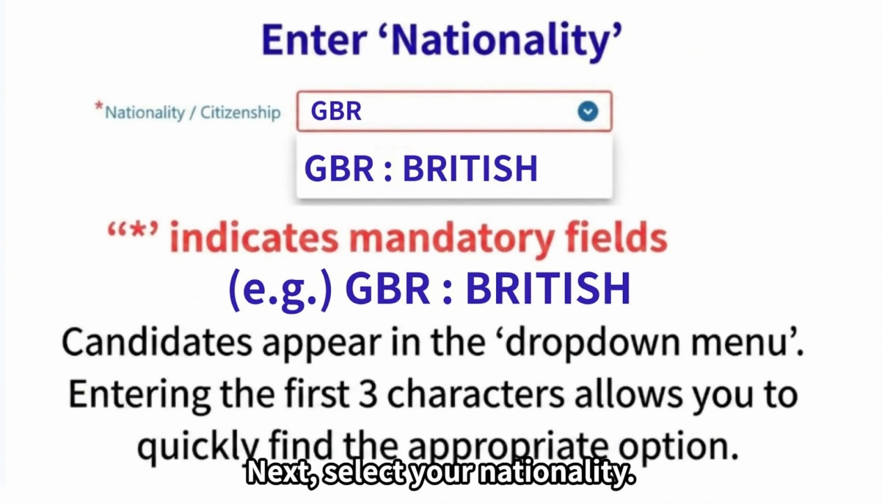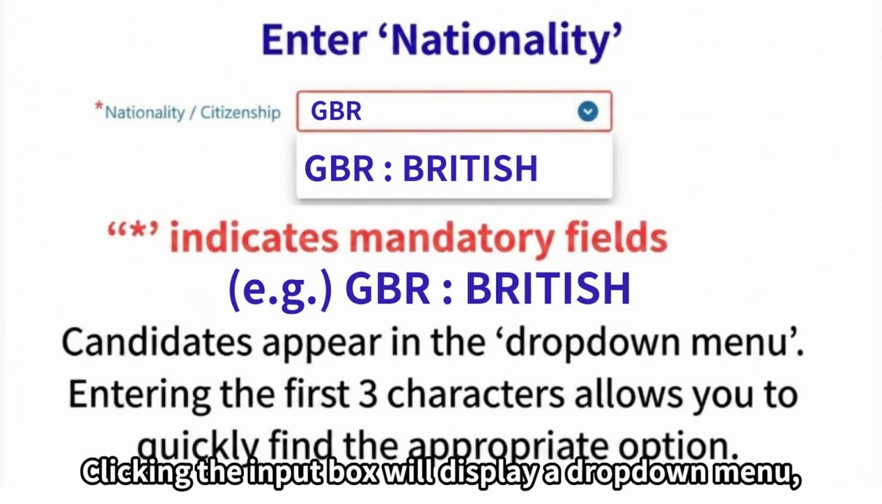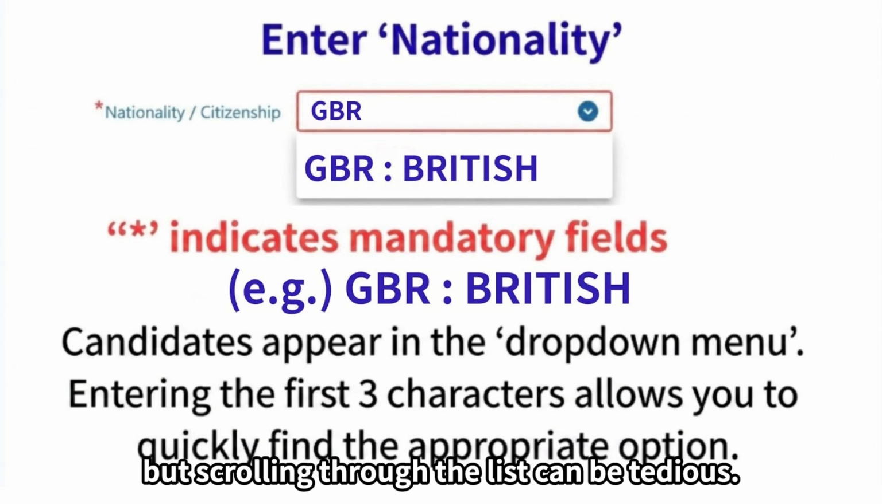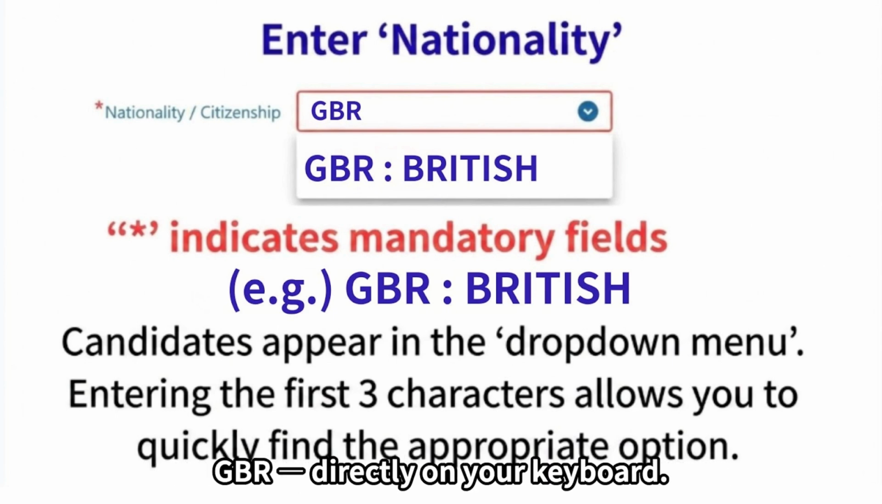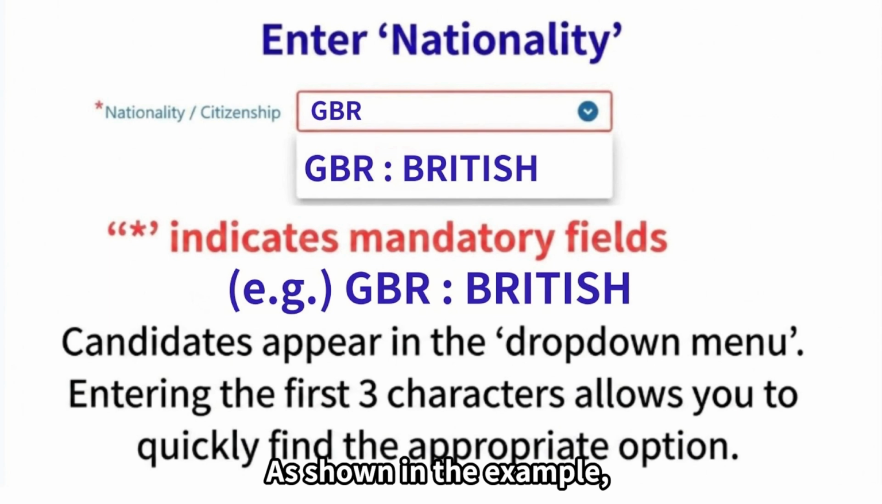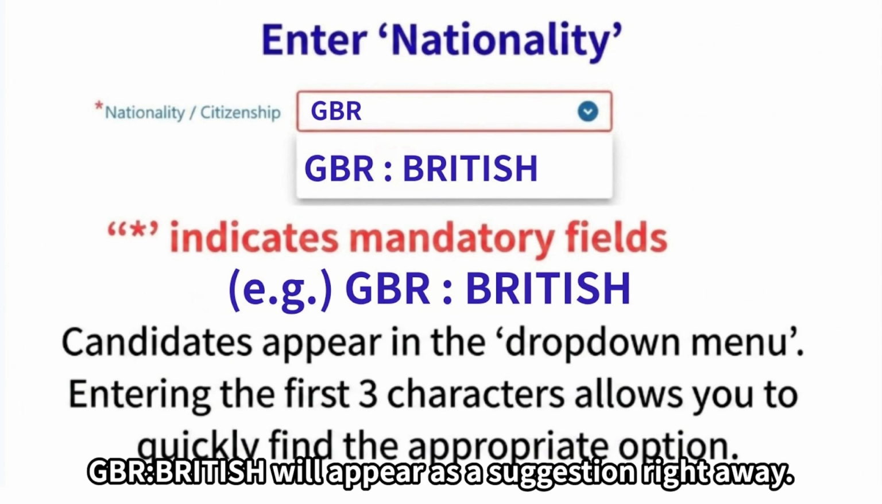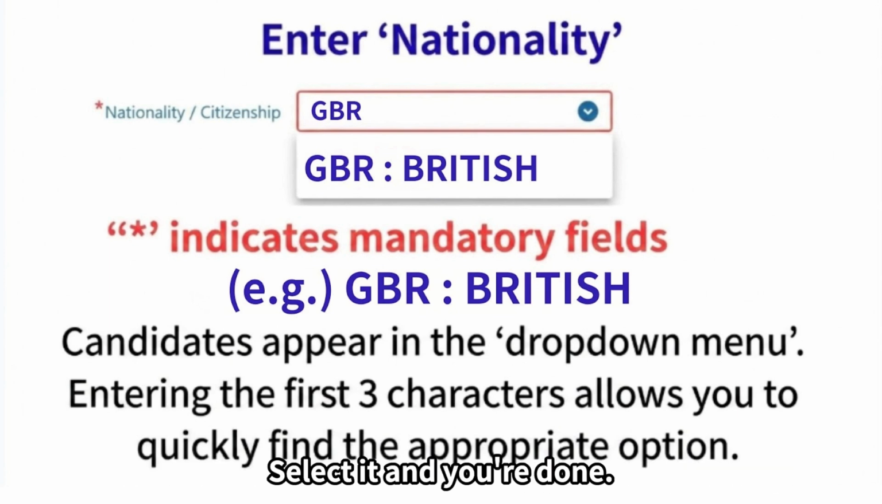Next, select your nationality. This is also a required field. Clicking the input box will display a drop-down menu, but scrolling through the list can be tedious. Instead, try typing the first 3 letters, GBR, directly on your keyboard. As shown in the example, GBR/British will appear as a suggestion right away. Select it and you're done.